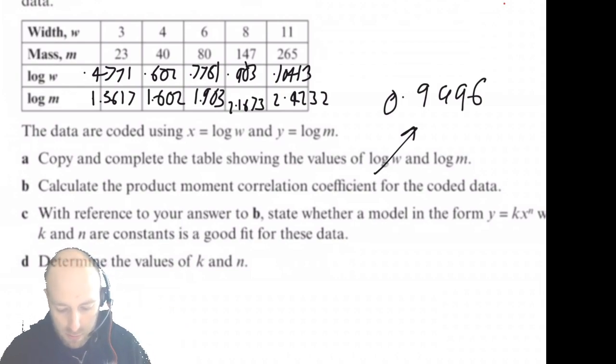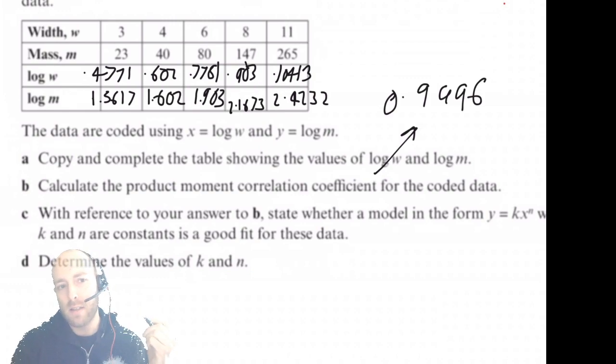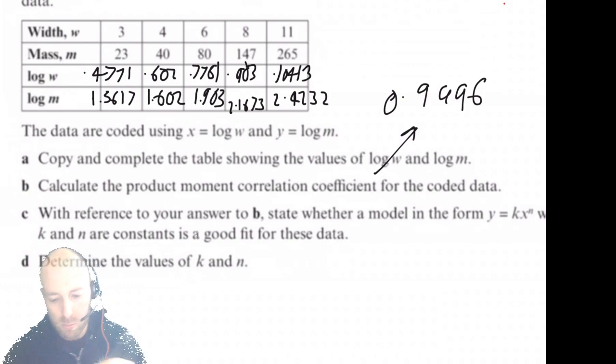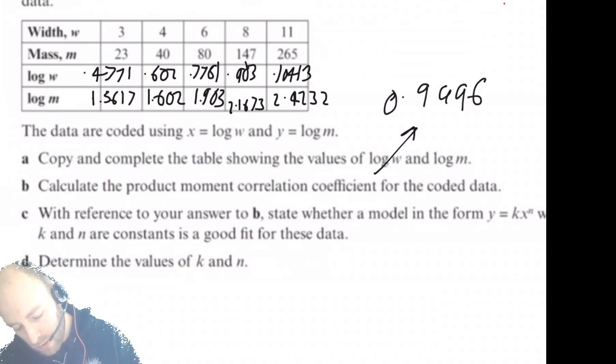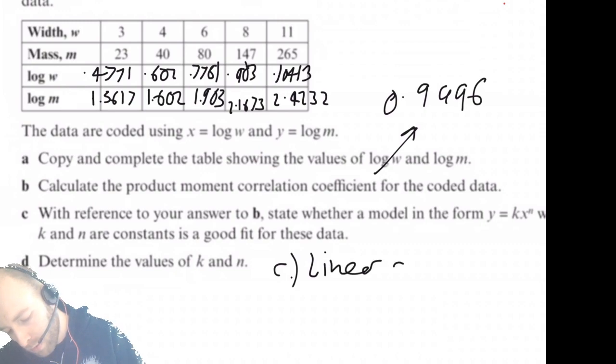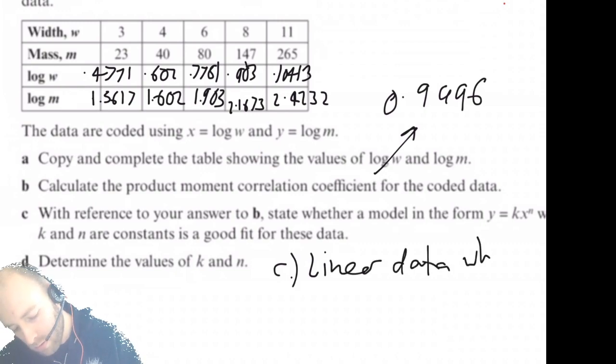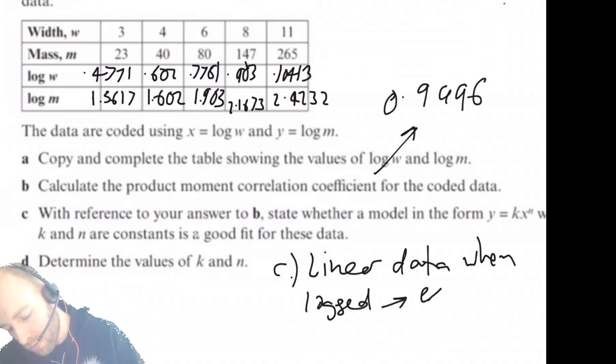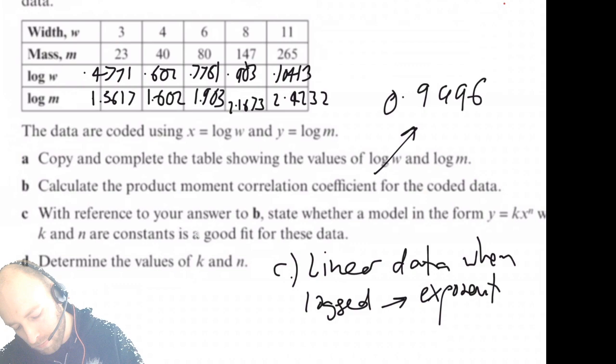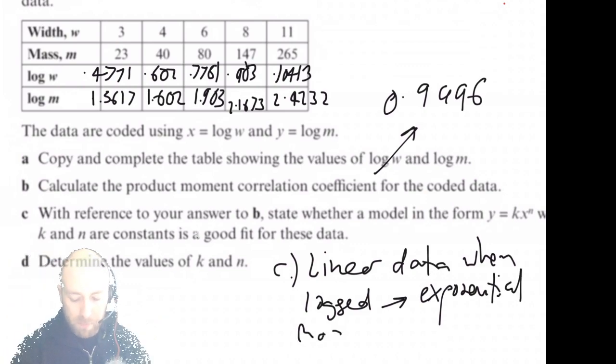Then with reference to answer B, state whether it would be a good fit for the data. So yeah, it would be a good fit for the data. The data is linear when it's logged, so when it's not logged, it's exponential. So that's what we'll write for that one. Part C: linear data when logged means an exponential model is good for it.